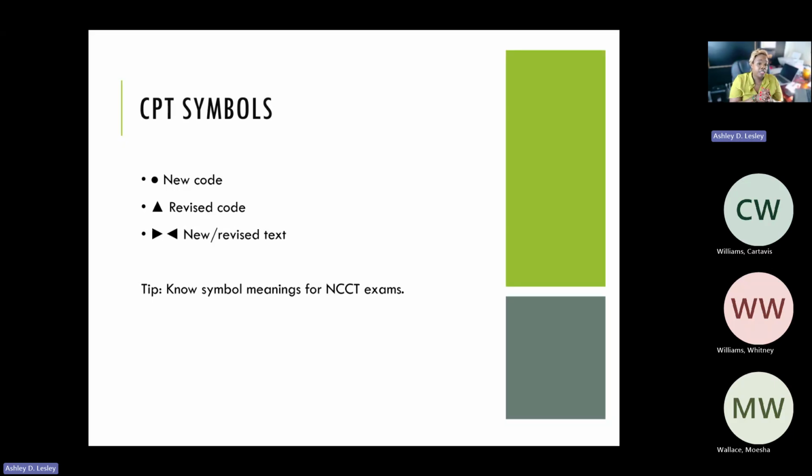So that's with the definition. If you see the two sideways triangles, that means they did something new with the definition or revised the definition. It's very important that you know these symbol meanings for the NCCT exam. They are in your textbook and you can find them on any YouTube videos. You can use flashcards, but they are out there. I do want you to be familiar with them for your NCCT exam.